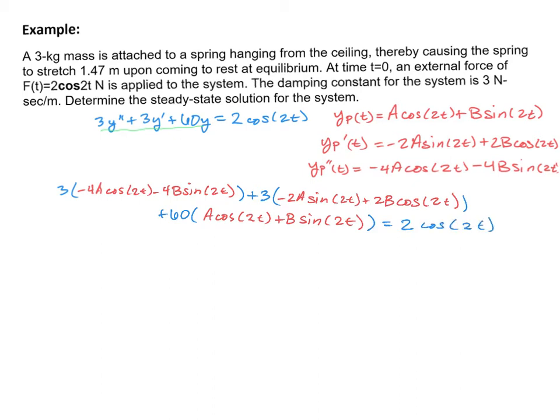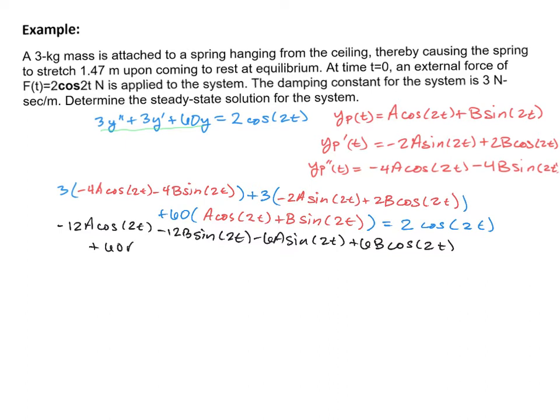So we can now multiply and distribute everything in, and it's going to be a little bit of work to get there, but we've got a negative 12a cosine 2t minus 12b sine of 2t minus 6a sine of 2t plus a positive 6b cosine of 2t plus 60a cosine of 2t plus another 60b sine of 2t, and that's equal to 2 cosine of 2t.